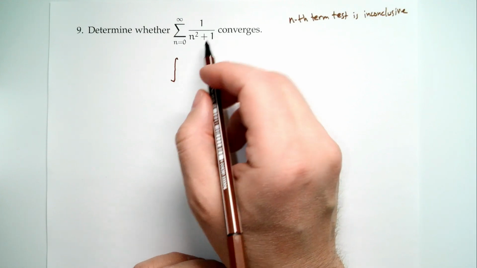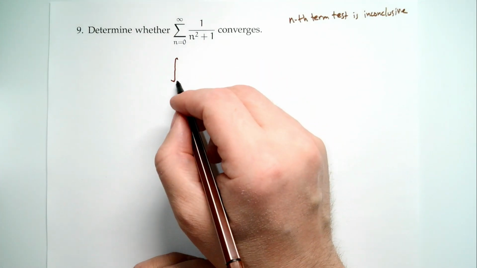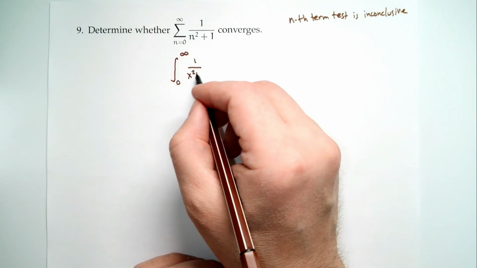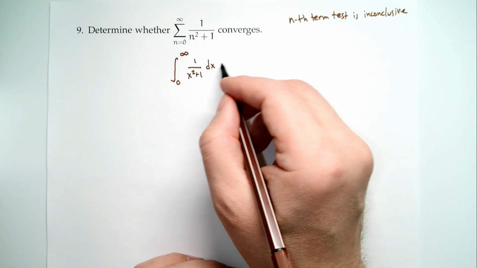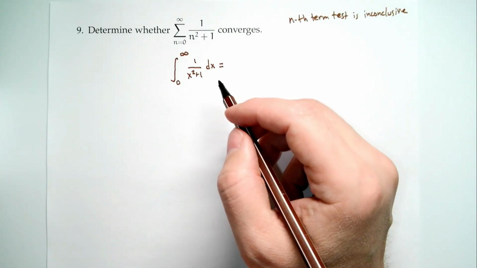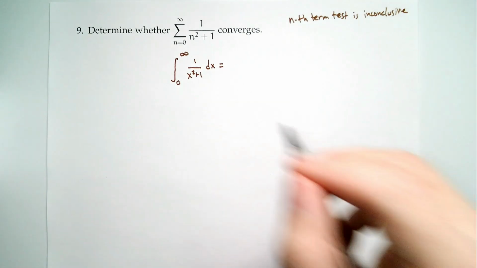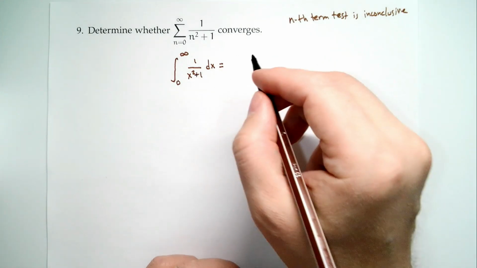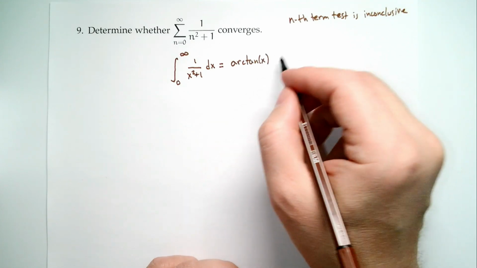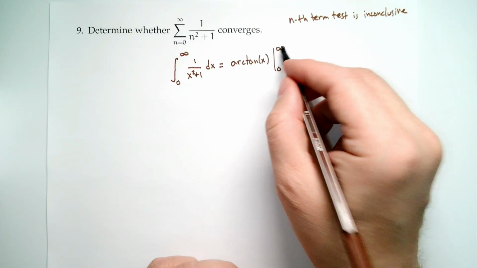So we think of this as a function of x. So integrate 0 to infinity, 1 over x squared plus 1 dx. Well, what is the integral of 1 over x squared plus 1? Aha, I said we'd see it again, right? Well, we know what that integral is. That's arctangent. So arctangent of x from 0 to infinity.